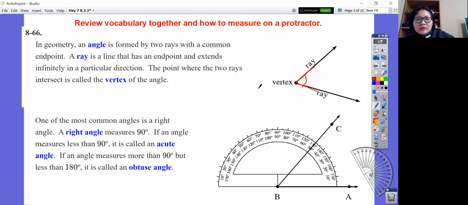A right angle is one that is exactly 90 degrees. An acute angle is an angle that measures less than 90 degrees. An obtuse angle is an angle that measures more than 90 degrees but less than 180 degrees.